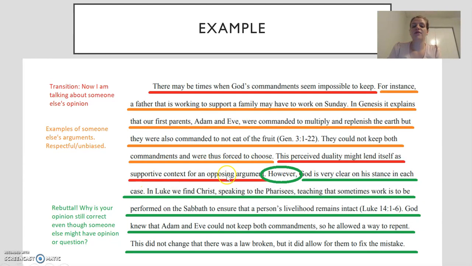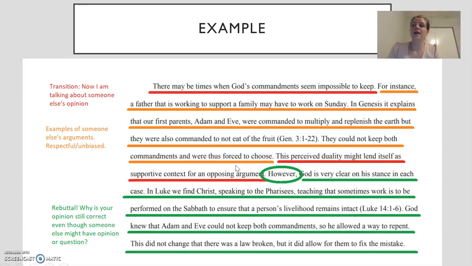So opposing argument, they've made it so clear that this is what somebody else thinks. Then in orange, you can see here, for instance, there's another great transition, that they've given 2 examples of why somebody might think that it's impossible to keep God's commandments. They talk about Adam and Eve and working on Sunday. Okay, so it might take you a shorter amount of time to do this, and that's fine, but you can see that they've really thought through why somebody might disagree with them.